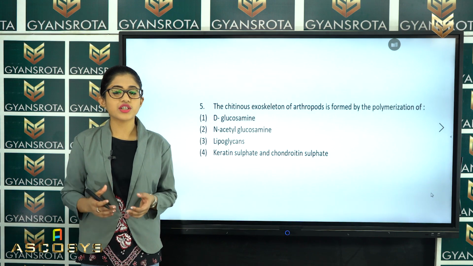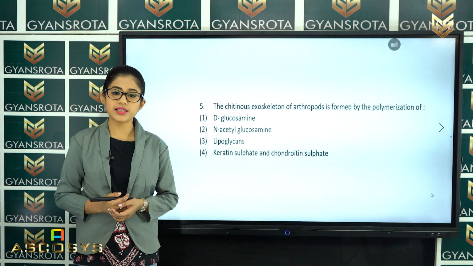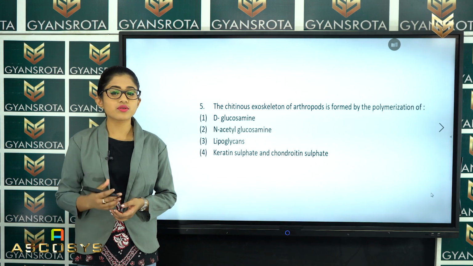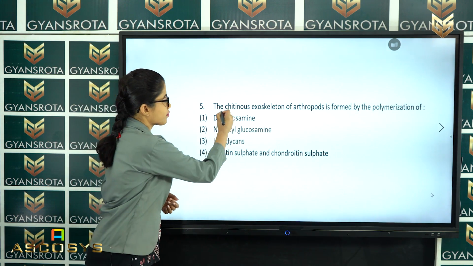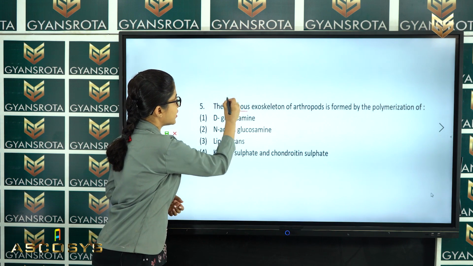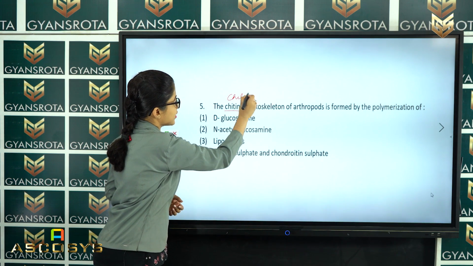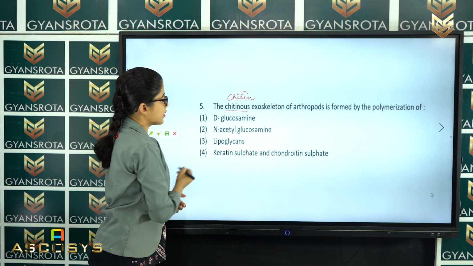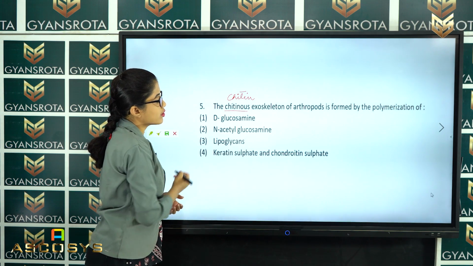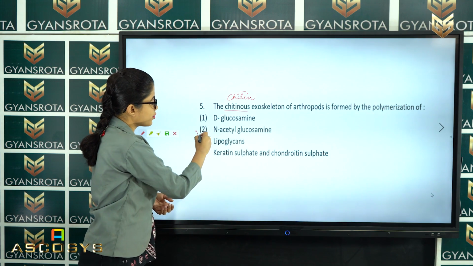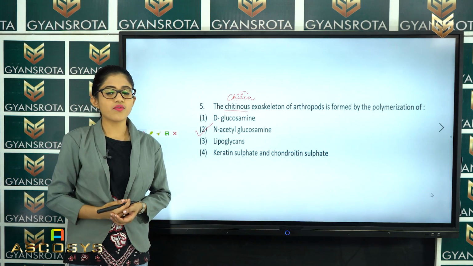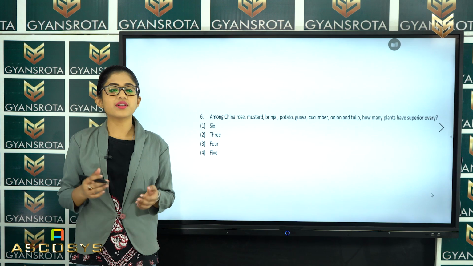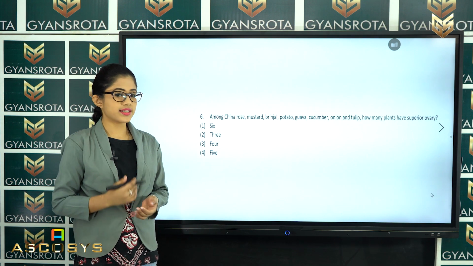So in the chapter Animal Kingdom, we have discussed that arthropods have the exoskeleton which is made up of chitin, right? So they have chitin in their exoskeleton, and chitin is what? Chitin is a polymer of N-acetylglucosamine, which means that option 2 is the correct answer of this question. Now let's move on to the next question. Now the next question is question number 6.